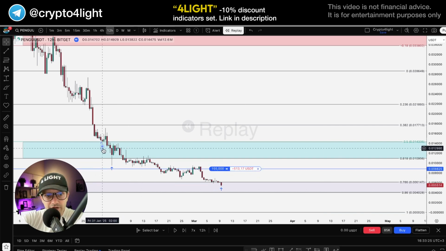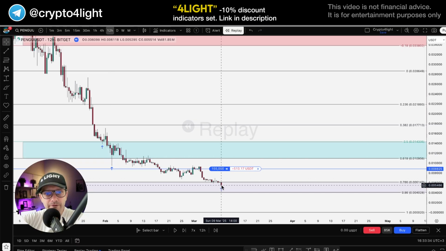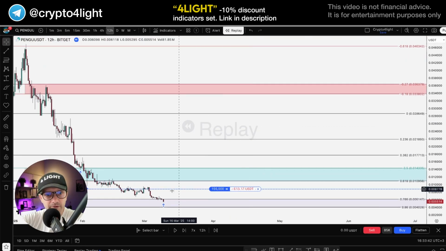And take a look. Our entry, we got 3 orders. DCA, a logical DCA entry. One order, the second one was here, the third one. Our average entry is here. So we spent like 155. We got like 155 tokens.